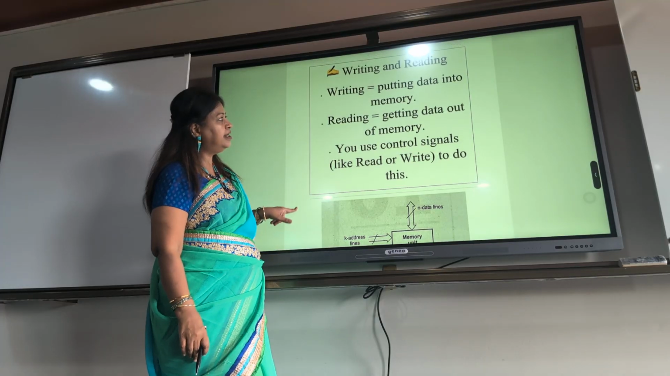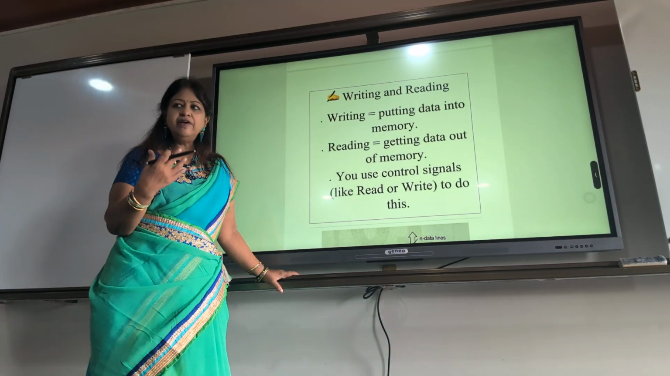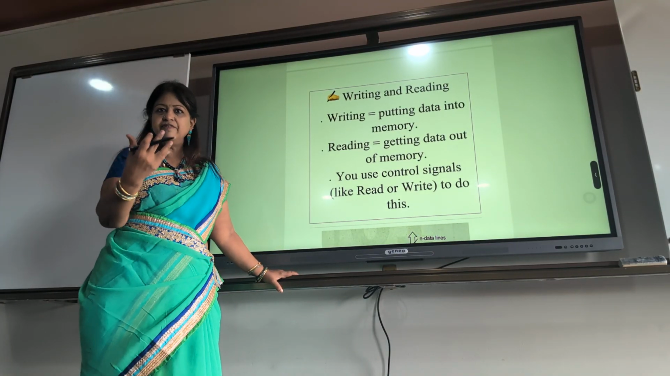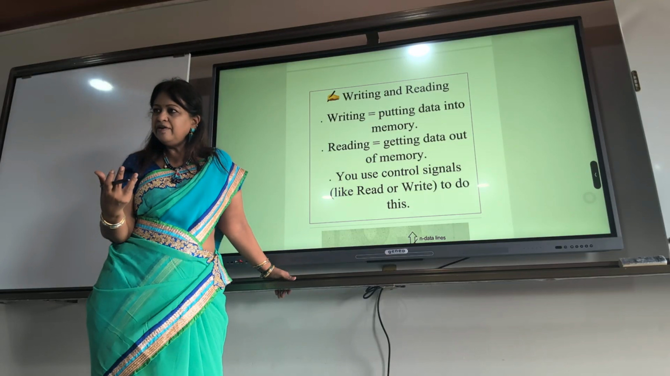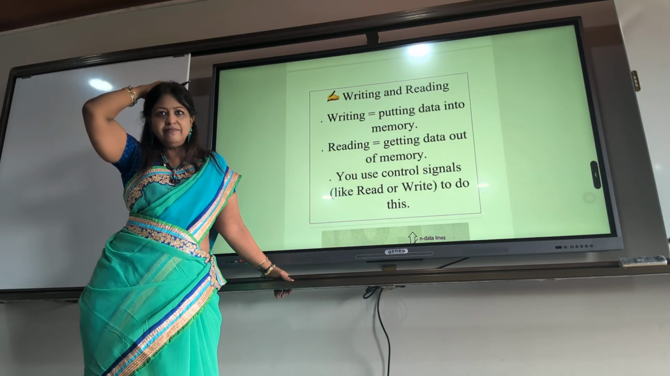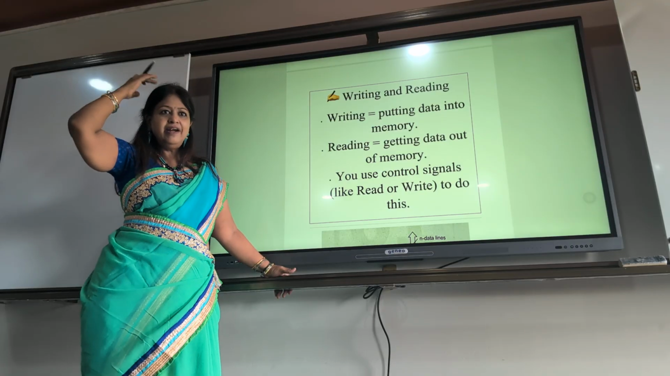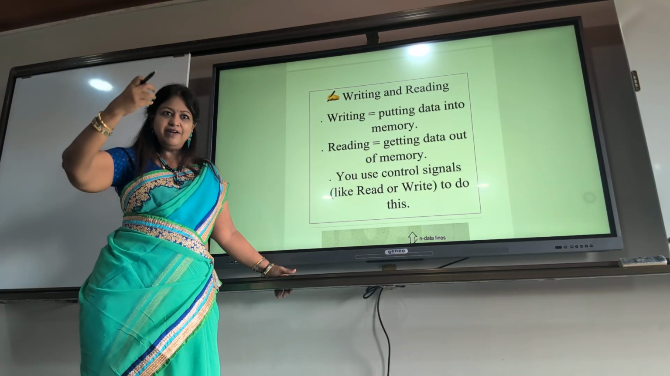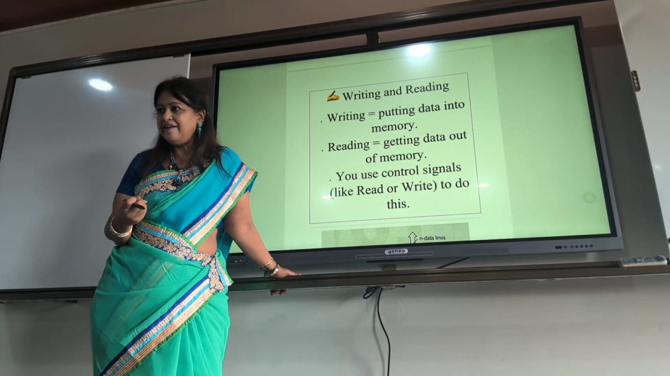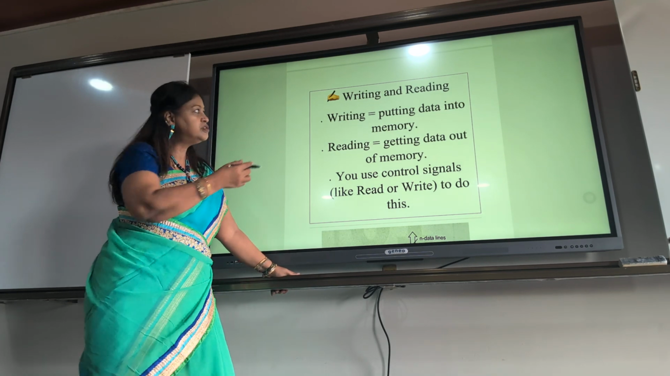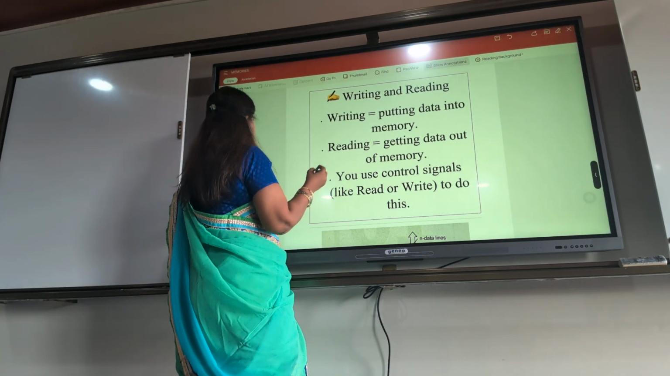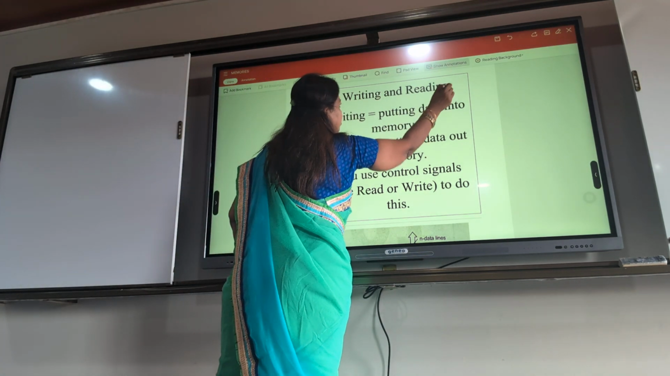Then writing and reading. Whatever we study, whatever we are doing, we are writing in our brain cells; there also we have cells. And when reading, we are asking the brain to give the data. Okay? So that is what happens here. Reading and writing, writing and reading.